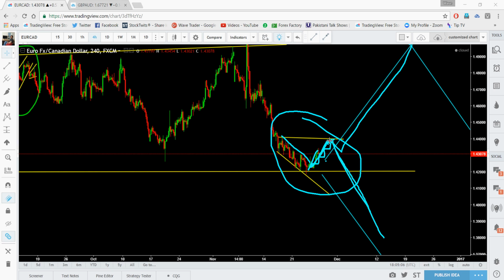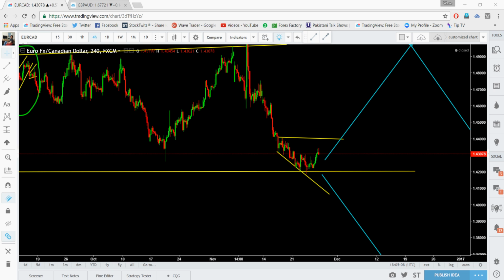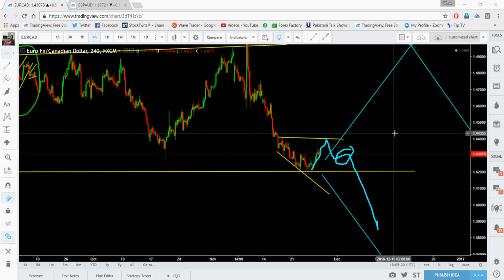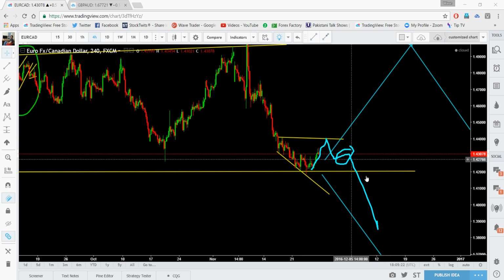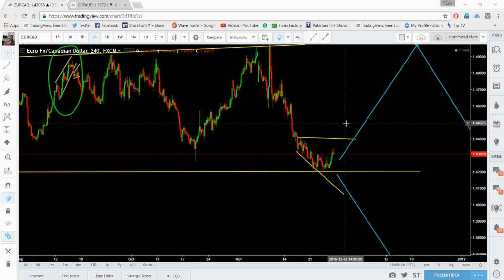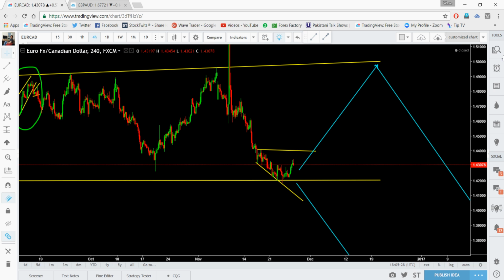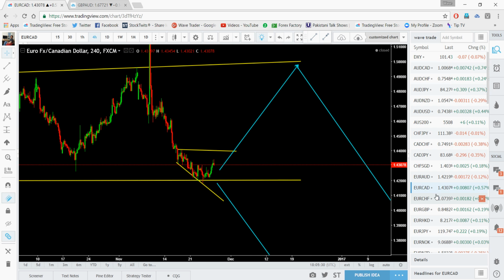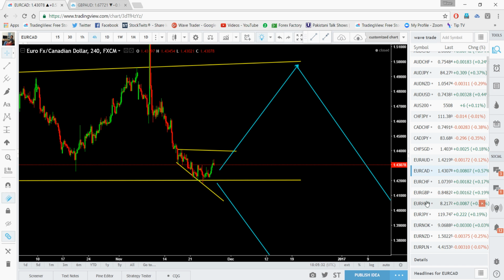Okay, so if we see this, let me make it clear. If we see this corrective wave to the upside, then an impulse, then you can look for the continuation pattern here at this point. If you guys remember, I have shown you this pattern as well on pound dollar. So just be prepared. Price is just showing some action here.